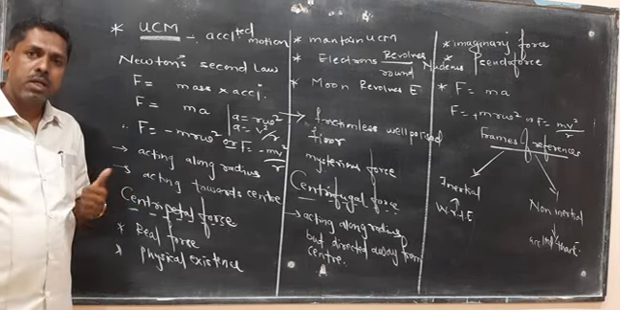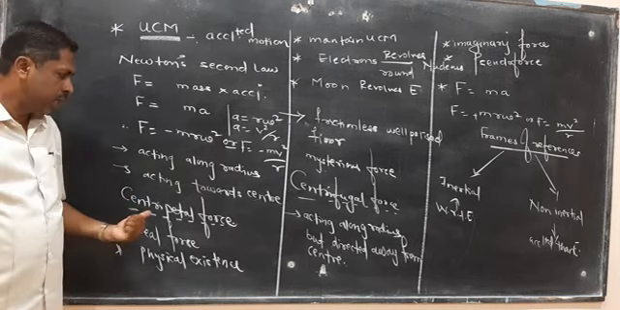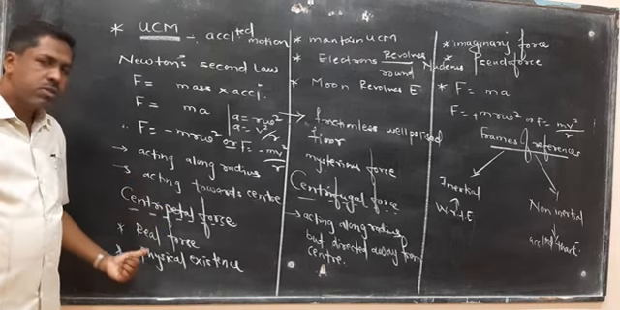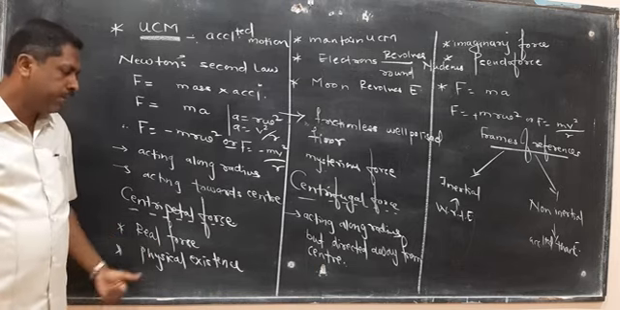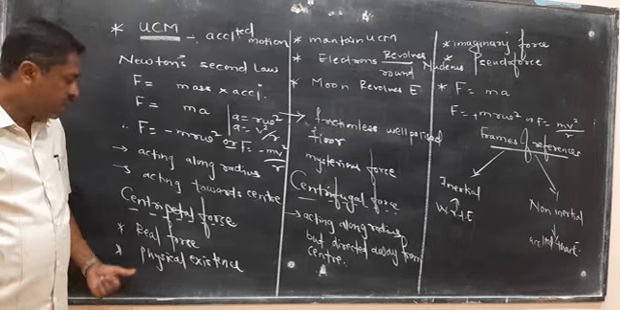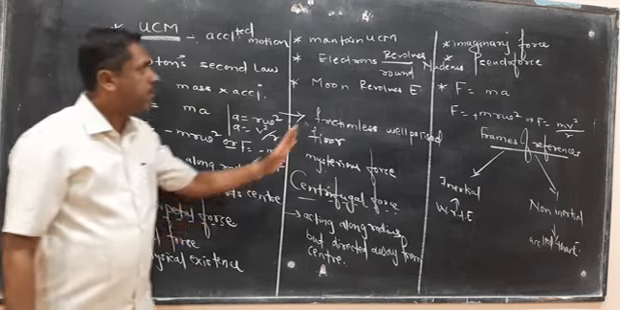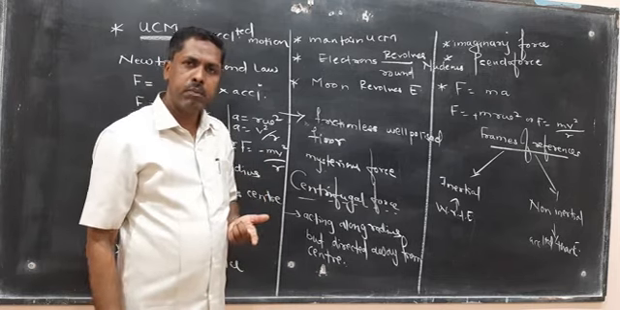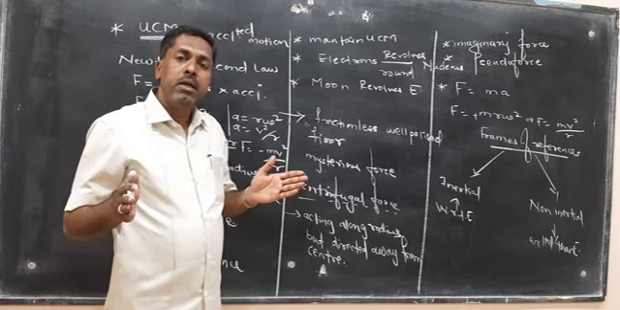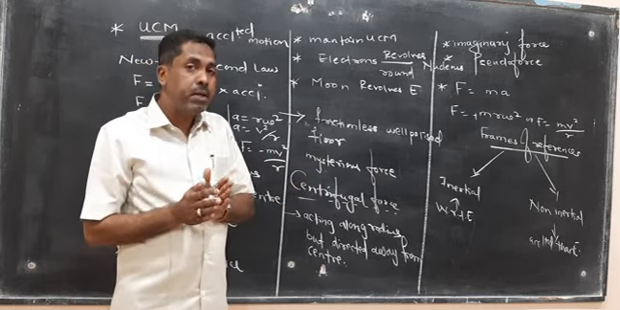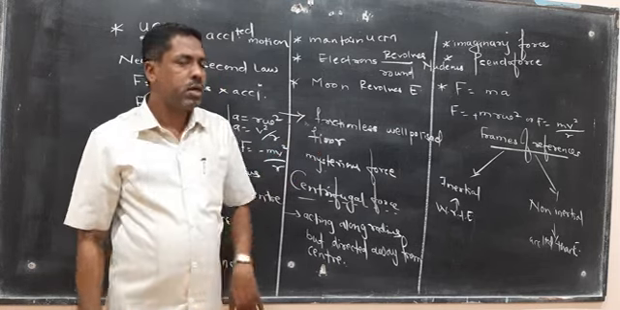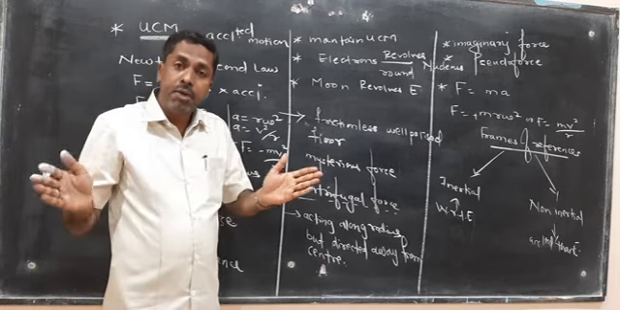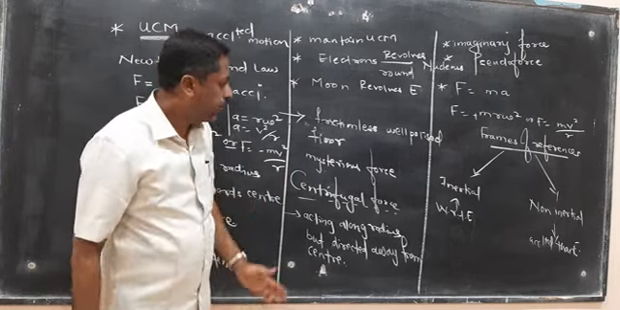What is its importance? It is a real force, and it has physical existence. It is directed towards the center and acts along the radius. That's why it is called centripetal force. Examples: electrons revolving around the nucleus of an atom, where there is an electrostatic force of attraction between the negative electron and the positive nucleus. Also, the moon revolves around the earth, where there is a gravitational force of attraction between the earth and the moon.